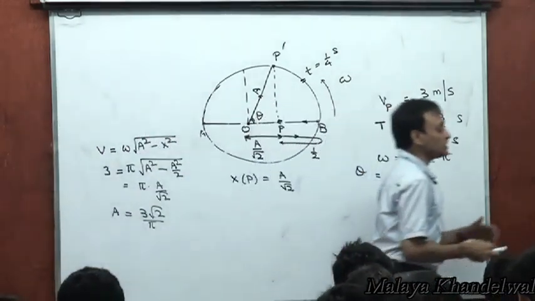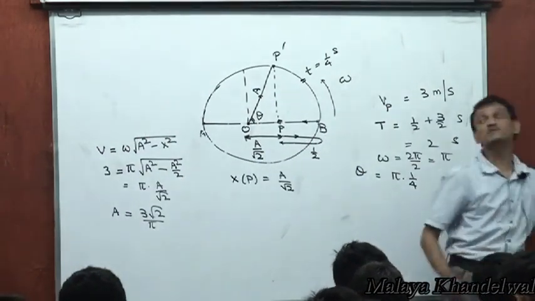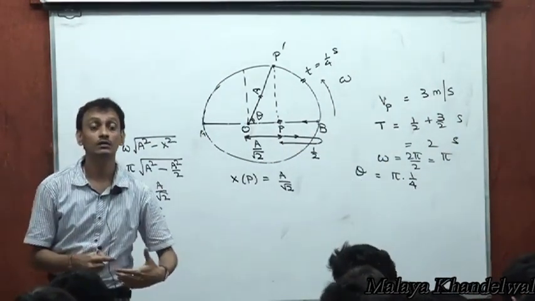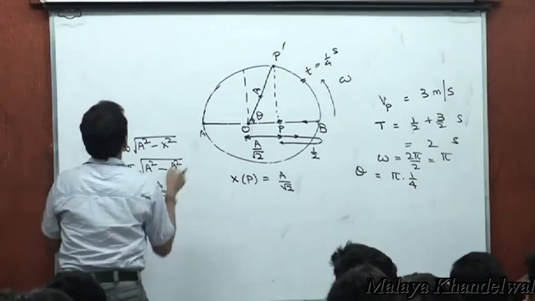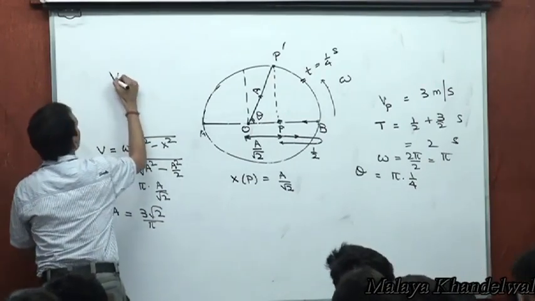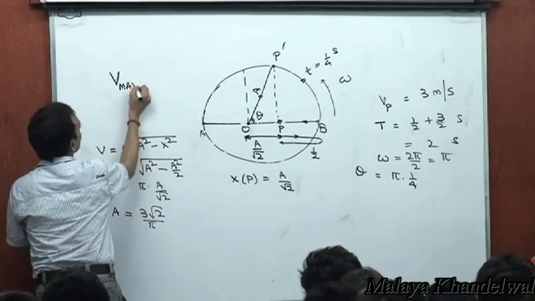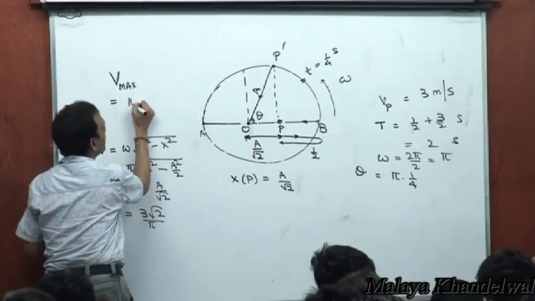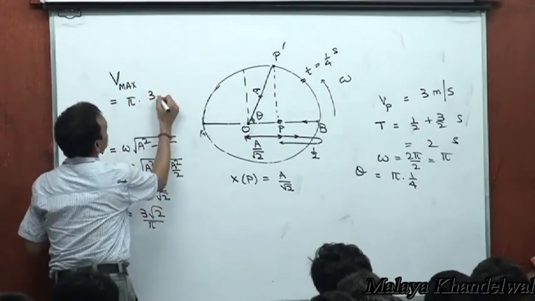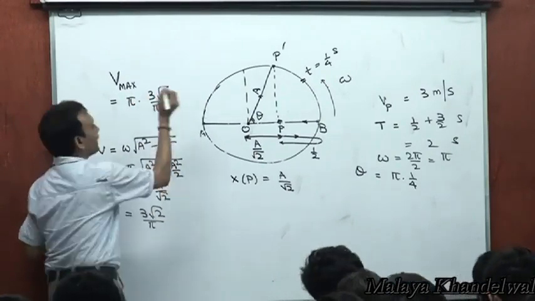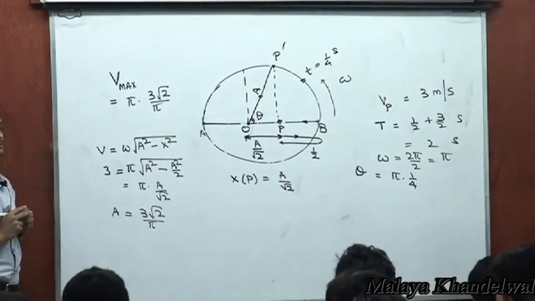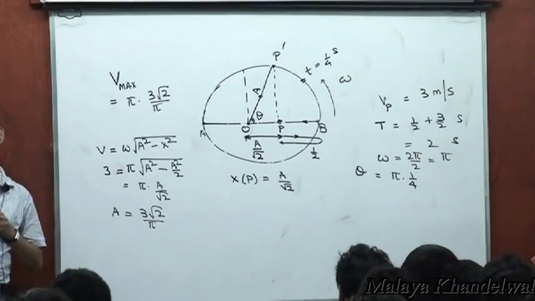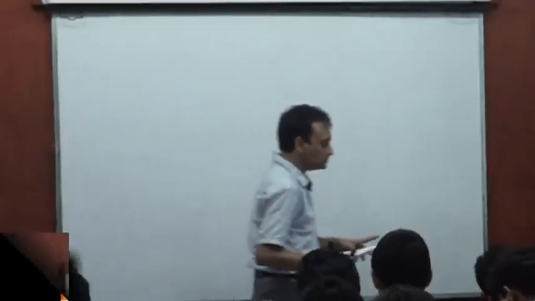What's sought in the problem is the maximum speed for the oscillator. The maximum speed for the oscillator occurs at the mean position. So the maximum speed for the oscillator would be omega times A. Omega means pi times A, which is 3 root 2 by pi. This is the maximum speed for the oscillator. Got me?